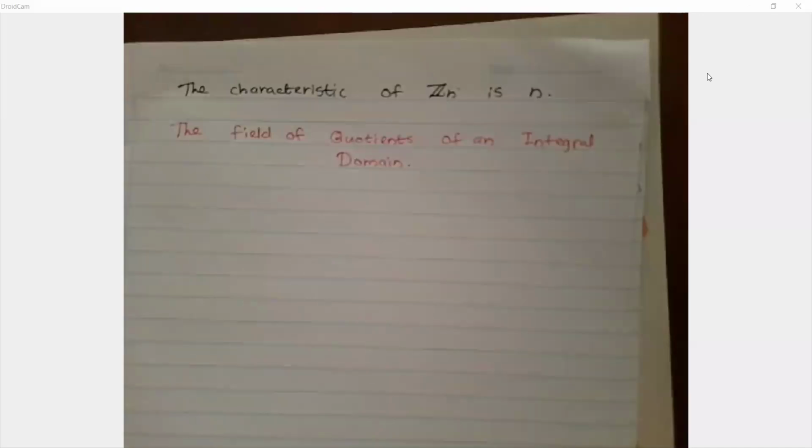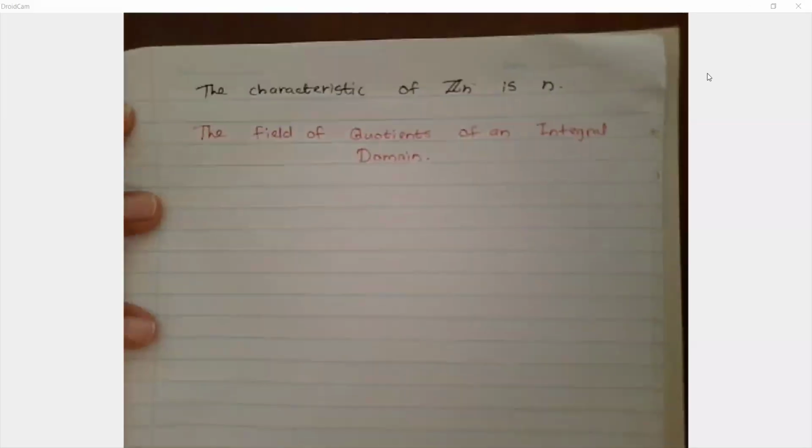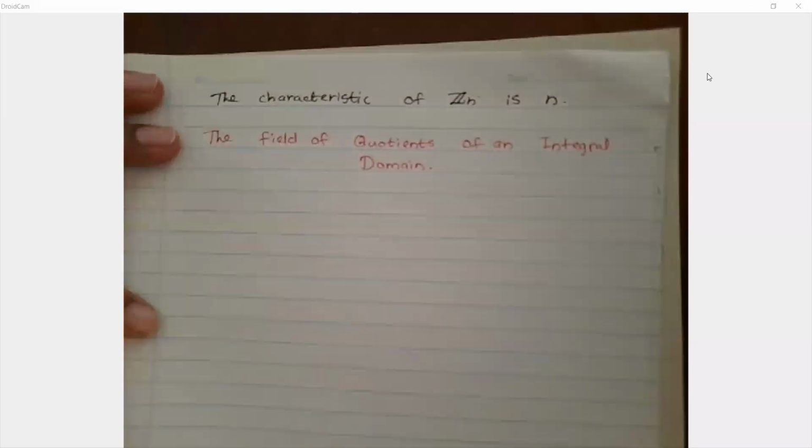Now, Z is contained in Q, and in this instance, we call this the field of quotients of the integral domain Z, right? Why do we have this? Where does this idea stem from? It actually comes from Z and Q. So let me list down what I just told you.